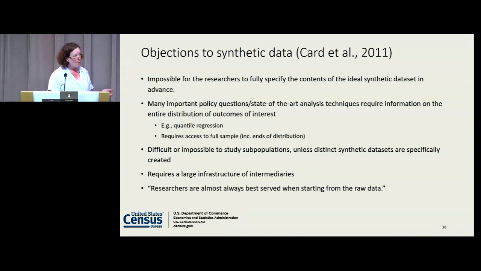So it's also sometimes difficult to study subpopulations unless the synthetic data were built around those subpopulations. And it also requires a very large infrastructure of intermediaries who will take your code and run it for you on the real data. And all of these objections were kind of outlined in this Card et al. 2011 paper. And his final comment is really sort of painful.